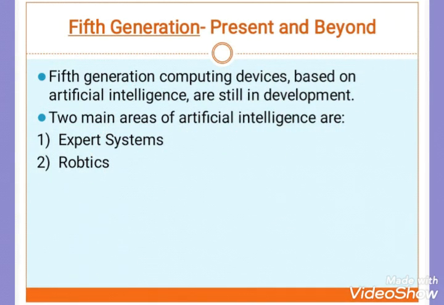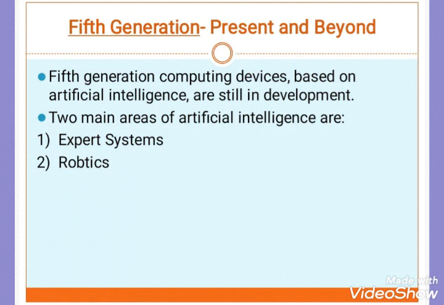And now is the fifth generation computer. The fifth generation is the present and upcoming generation of computers. In this generation, computers are based on artificial intelligence and are still in development. Artificial intelligence is the branch of computer science that helps in the development of intelligent machines, thinking and writing like humans. For example, voice recognition, learning and planning, etc.